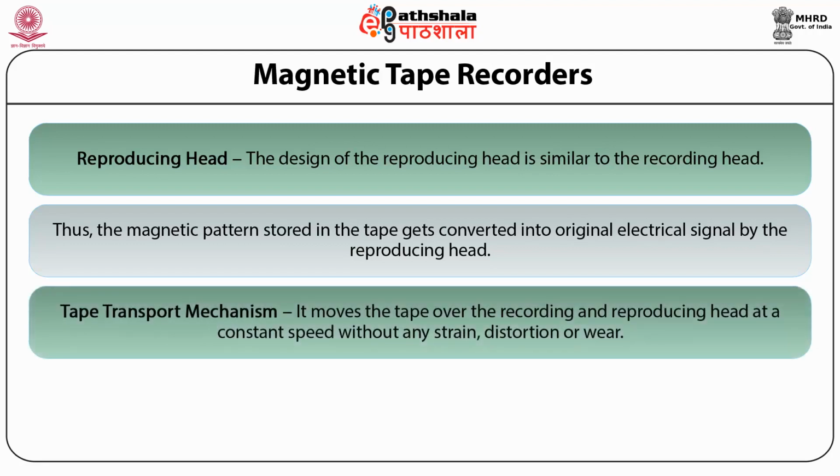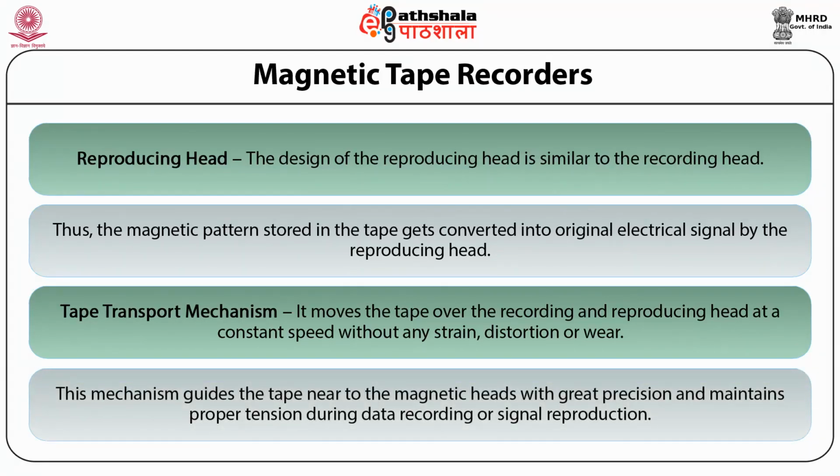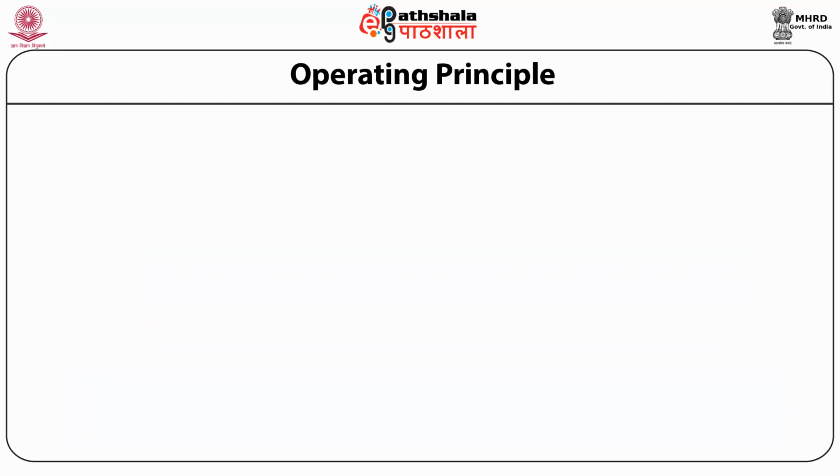Next is the transport mechanism. It moves the tape over the recording and reproducing head at a constant speed without any strain, distortion, or wear. This mechanism guides the tape near the magnetic head with great precision and maintains proper tension during data recording or signal reproduction.